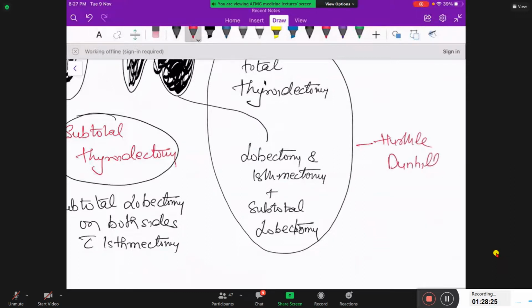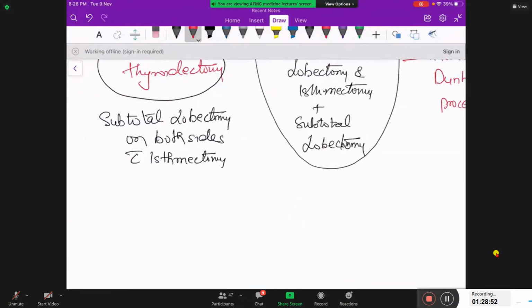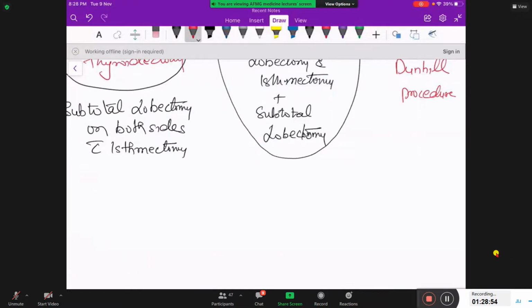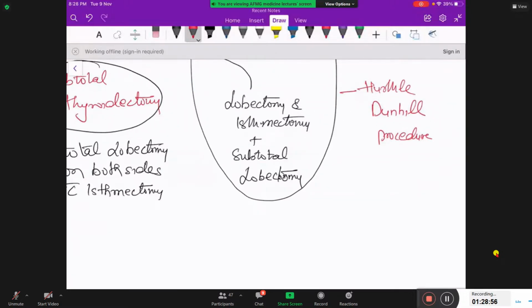This near total thyroidectomy which I have done, you should know, is also called Hartley-Dunhill procedure. So this is called Dunhill or Hartley-Dunhill procedure. Okay, so these are the surgeries which we should know in thyroid first of all.